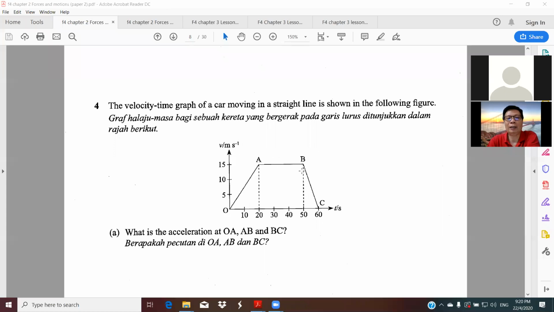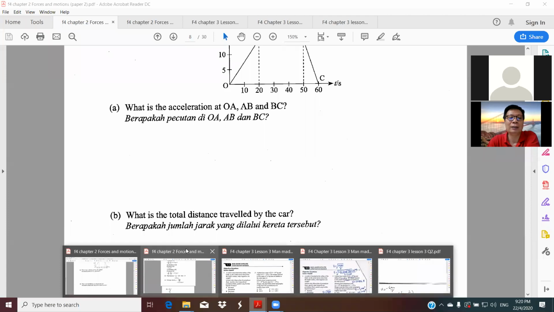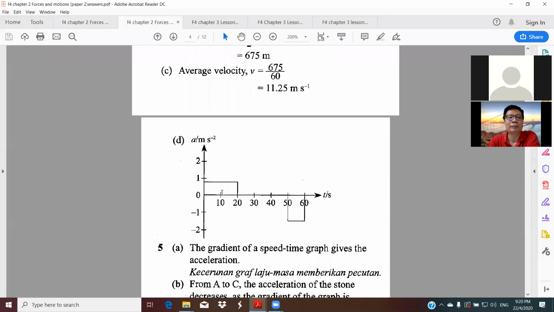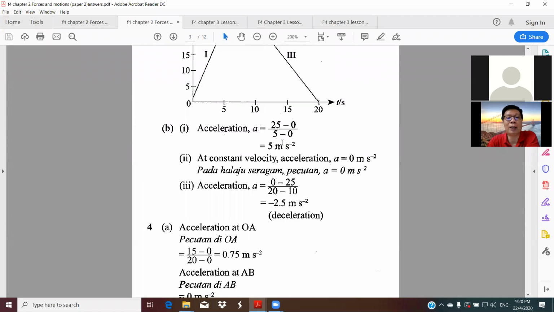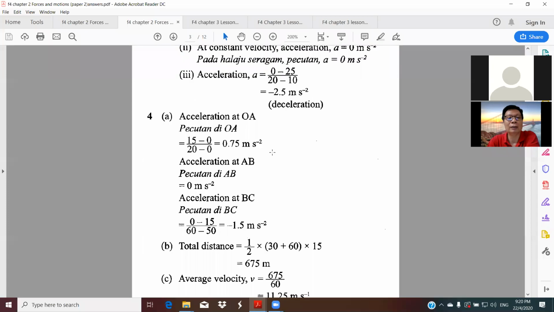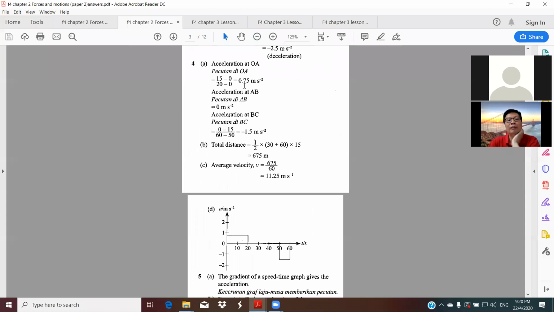The gradient is representing the acceleration. So we can make use of the answer of this part, in fact, to plot the graph. This side the graph is like this. Here is the first 20 seconds. The acceleration answer is how much? Sorry, here 0.75. I make it smaller so that you can see. First part of OA, acceleration 0.75. So you put it here, 0.75 for 20 seconds.